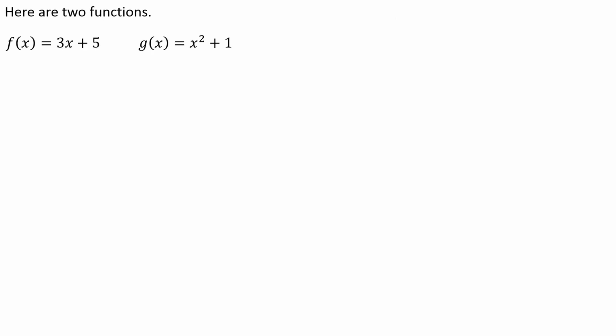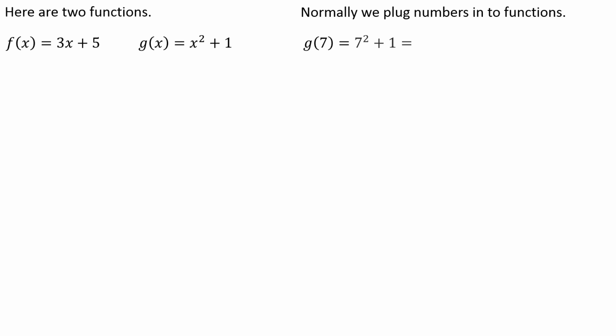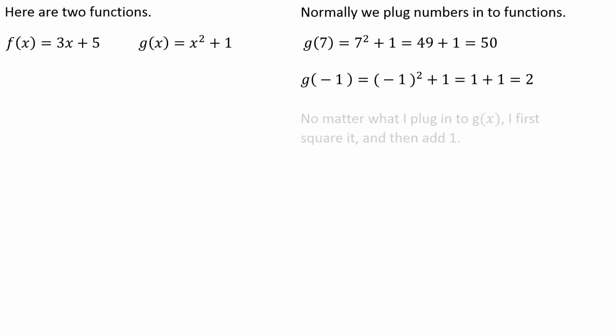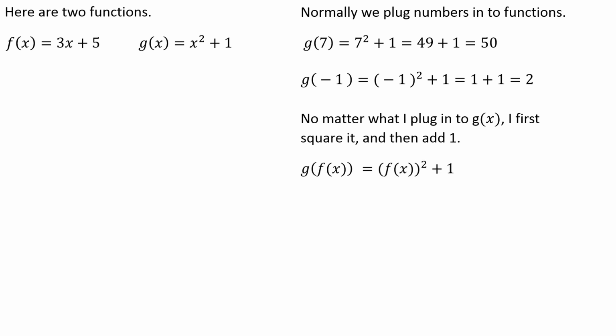Oh my goodness, the exact same two functions. What if we plugged things into g? G of 7, well, I'd square 7, then I'd add 1. G of negative 1, well, I'd square negative 1, then I'd add 1. So anything that we plug into g, first we better square it, then we better add 1. So what if we decide to plug in f of x? Well, we'll square it, and then we'll add 1.